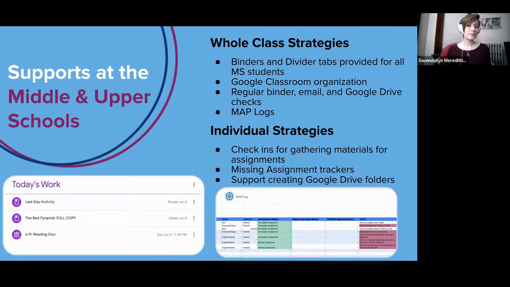Some other students might have individual check-ins before projects to make sure they have all the materials needed for their assignments. We also might use a missing assignment tracker if there are students who want to make sure they're keeping track and organized and have plans for how they're going to make up an assignment after a long vacation. We also have support creating Google Drive folders for some of our students. So that way they're able to easily find items in their Google Drive.